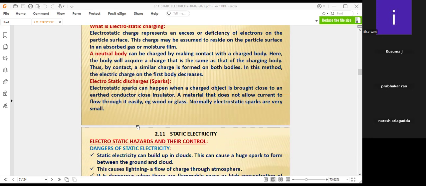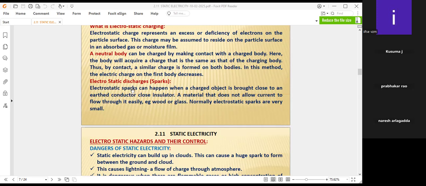Until then, when the number of positive charges and negative charges is the same, nothing will happen. It acts as a neutral body. Nothing to worry; the charge will not leak from that body because the positive and negative charges are equal. But electrostatic sparks can happen when a charged object is brought close to an earthed conductor or insulator. It's a very important point here.